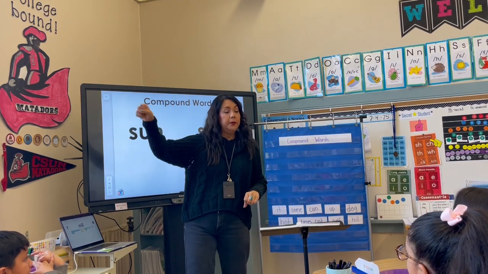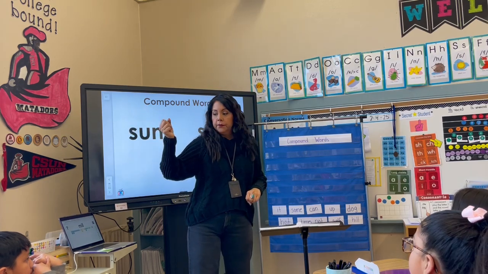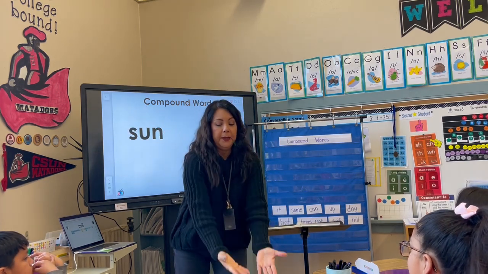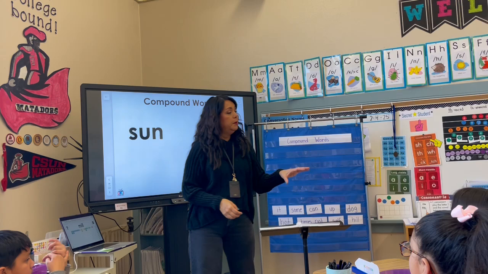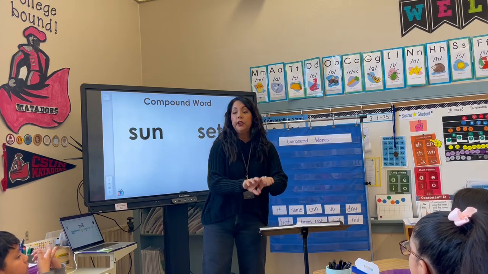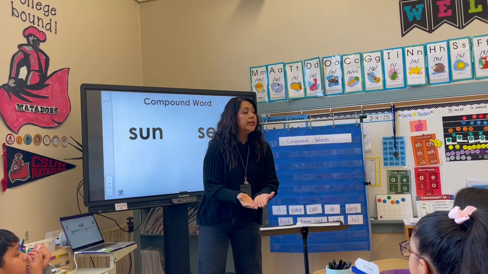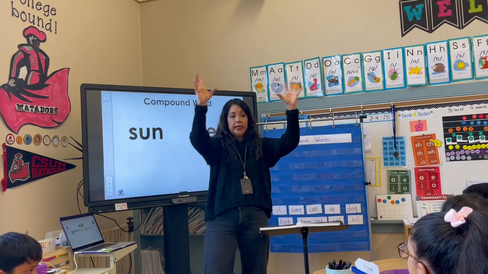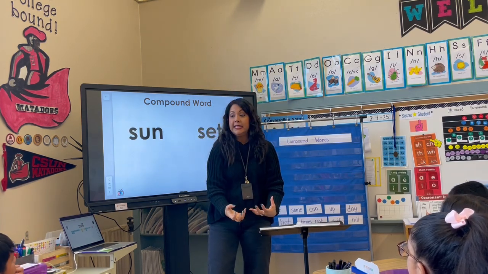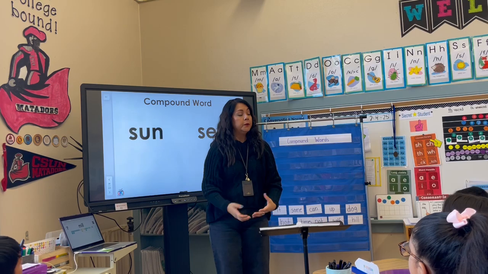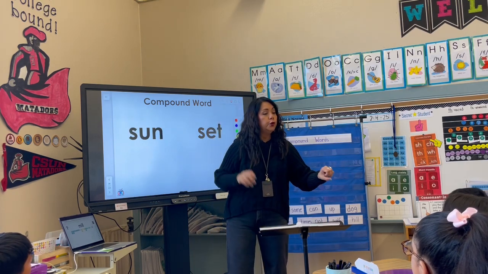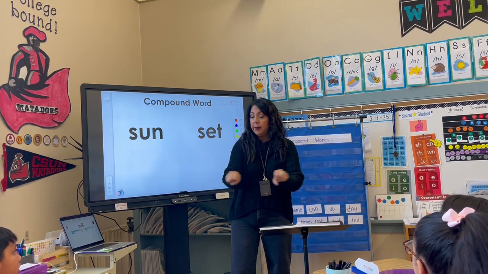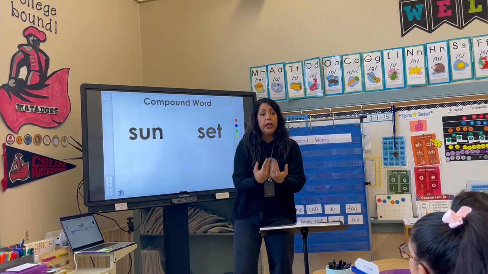Can set be a word by itself? Yeah, I set the paper down, right? But what happens when you join the two together? You get a whole new word, sunset. And it has a whole new meaning. It's when the sun is coming down and setting in the evening, sunset. So a compound word is taking two words, combining them together, and creating a new word.